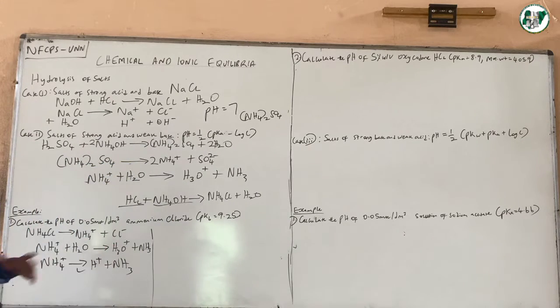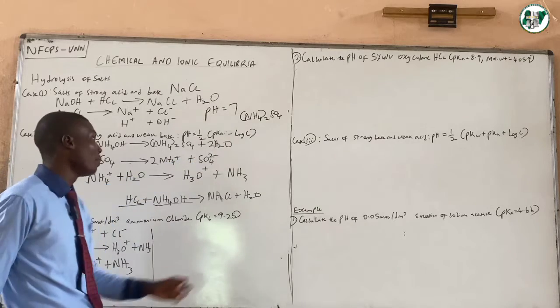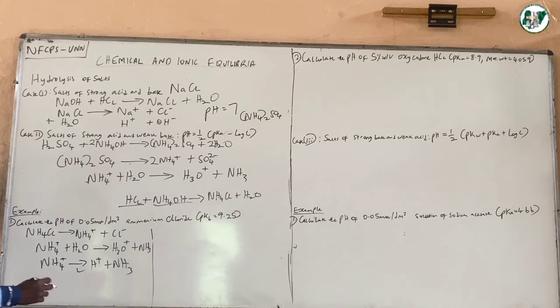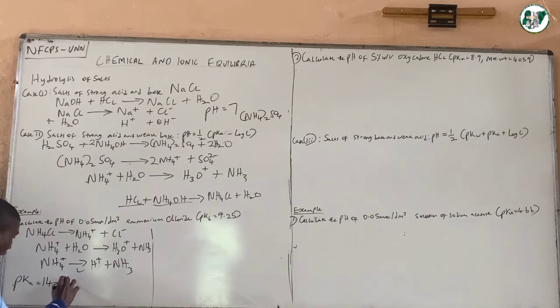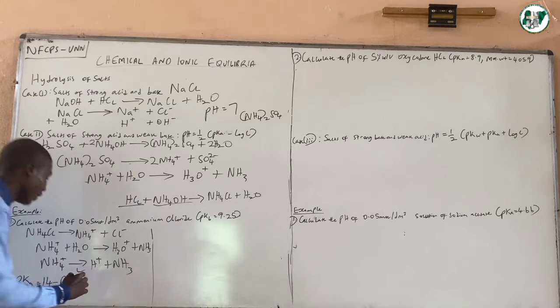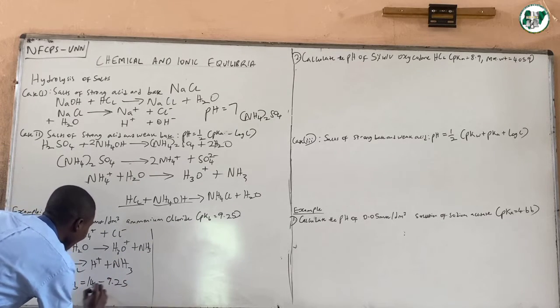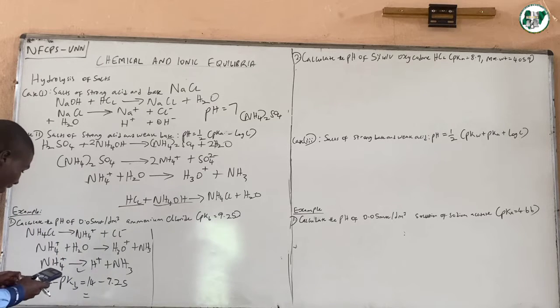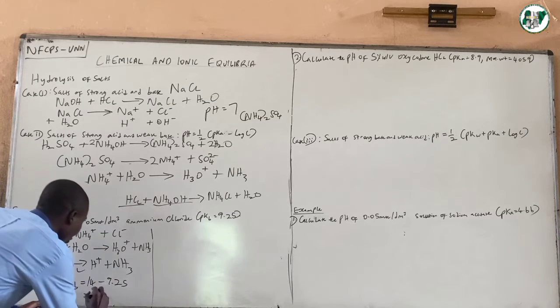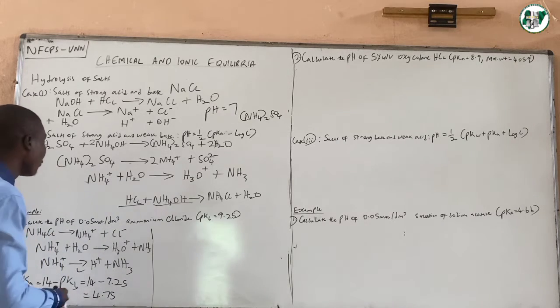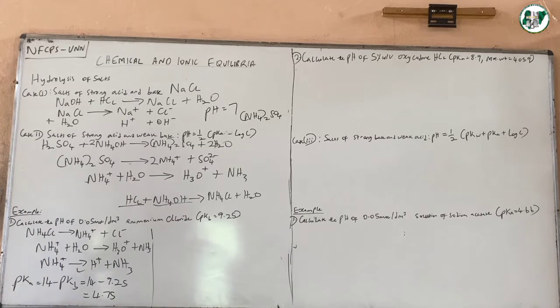That's what is interesting in this question. So we have 0.05 mole per dm cube. Our concentration is already in mole per dm cube, and we had pKb. Can we get pKa? Yes, because we know that pKa plus pKb will give us 14. So we have 14 minus our pKb of 9.25, that's going to give us 4.75. So our pKa is 4.75.